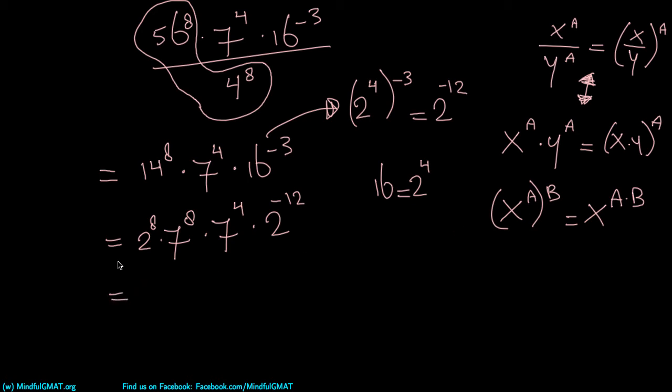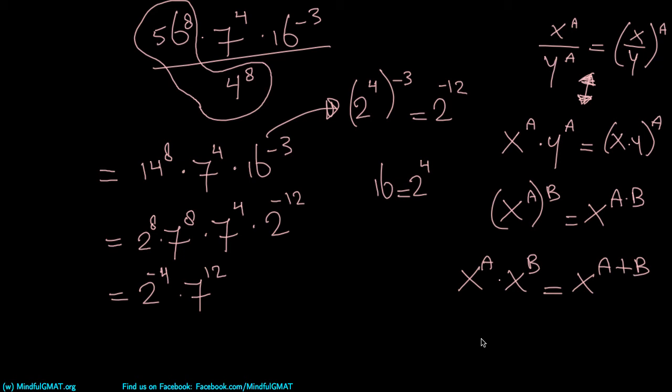Alright, now second to last step, 2 to the power 8 times 2 to the power minus 12, you can just add the exponents. So you get 8 plus minus 12, which is 2 to the power 8 minus 12 is minus 4. And you get 7 to the power 8 plus 4 is 7 to the power 12. And this applies because there's the mathematical rule, x to the power a times x to the power b is x to the power a plus b.